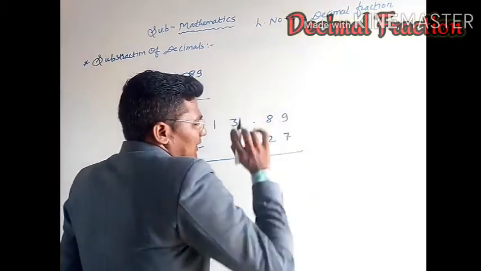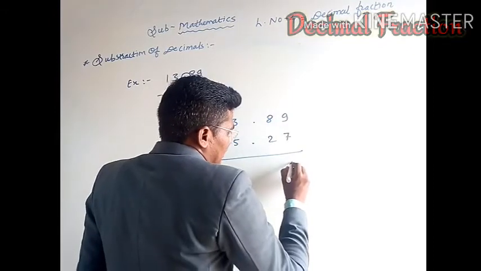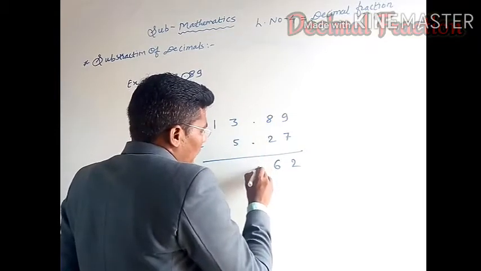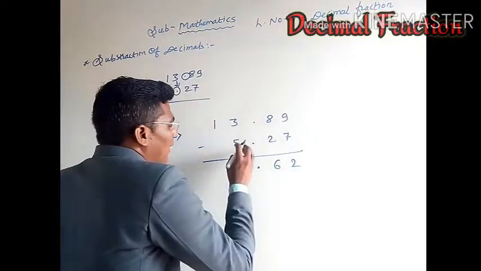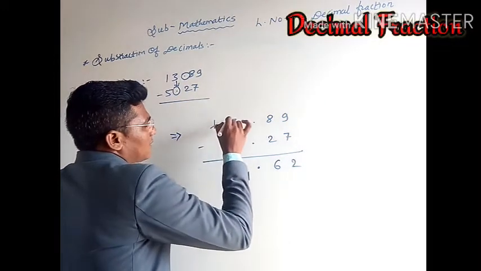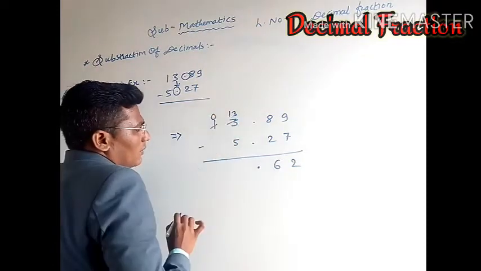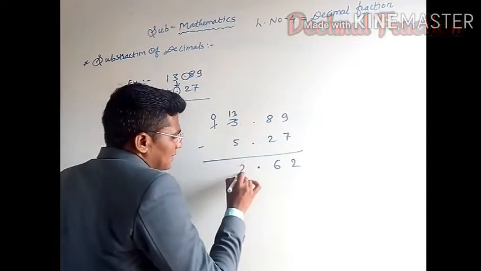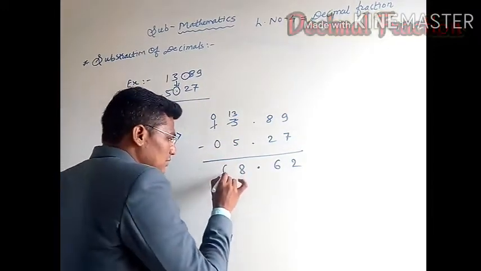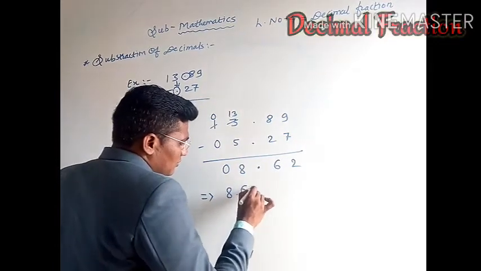So 9 minus 7 is possible, that is 2, 8 minus 2 is 6, and point is point. Now 3 minus 5 is not possible, that is why we have to take a carry from this one, so it will be 13 and here it will be 0. Okay, so 13 minus 5 is 8, and here 0 minus 0 is 0. So the answer we got is 8.62.